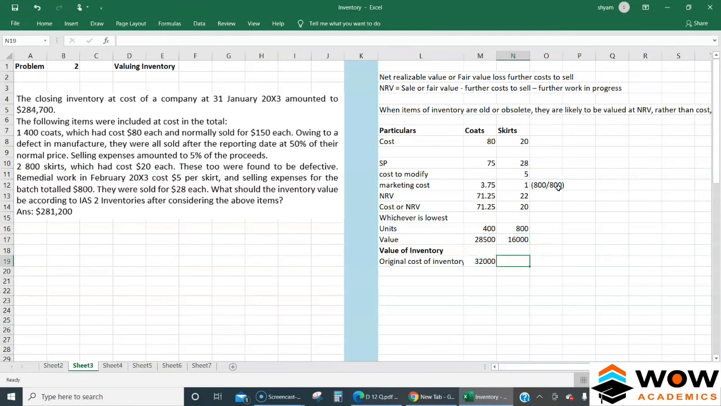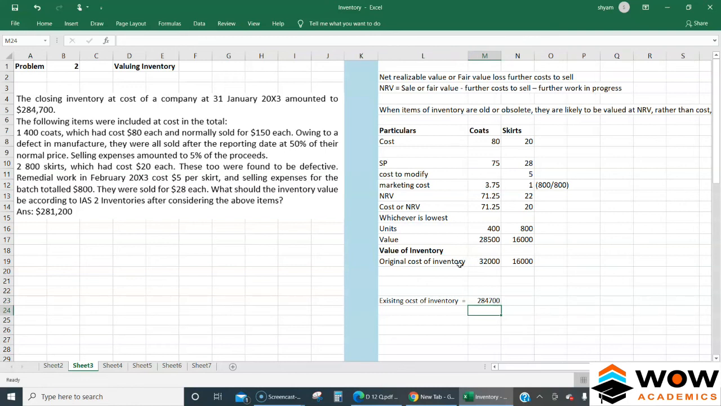Now how will we get the value? How can we get the answer? The answer works like this. Existing cost of inventory equals 284,700, right? This is at cost, so we don't need to reduce it again, because the NRV or cost, whichever is lower, is 16. The original cost is also 16. So both are the same numbers, so we don't need to reduce 16 and add 16 because it's going to give you the same answer.